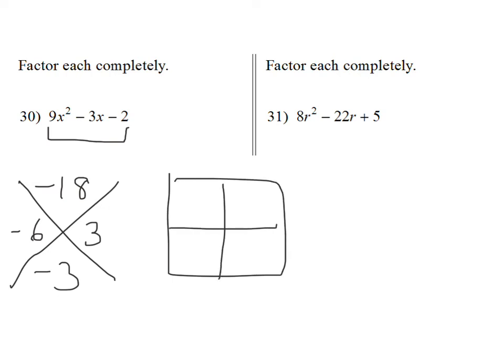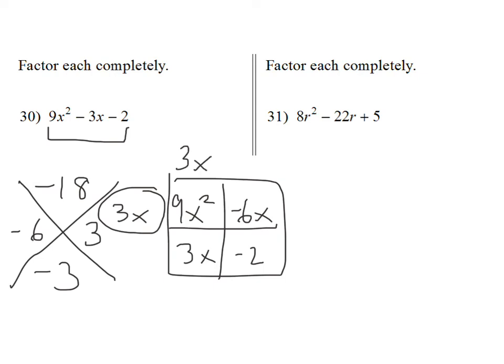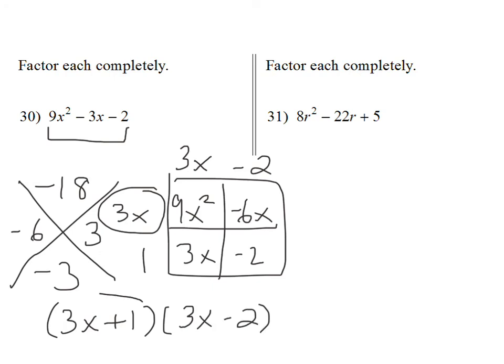So remember, we have 9x squared, we have negative 2 here, and we're going to go negative 6x and 3x. So now we try to find the GCF of this row, which would be 3x. So 3x times what gives me 9x squared is 3x. And 3x times what gives me negative 2x is negative 2. And then 3x times 1 gives me my 3x. So my answer is 3x plus 1 times 3x minus 2. So again, you follow those same steps to do number 31.